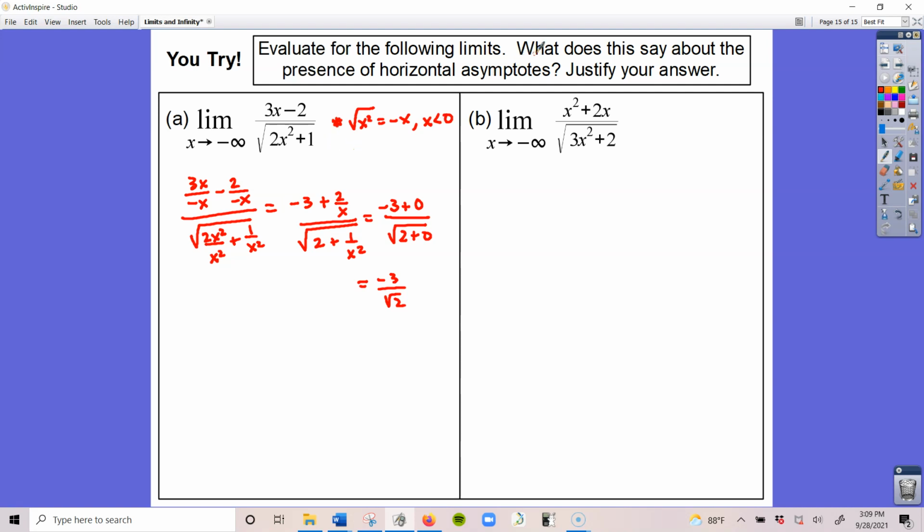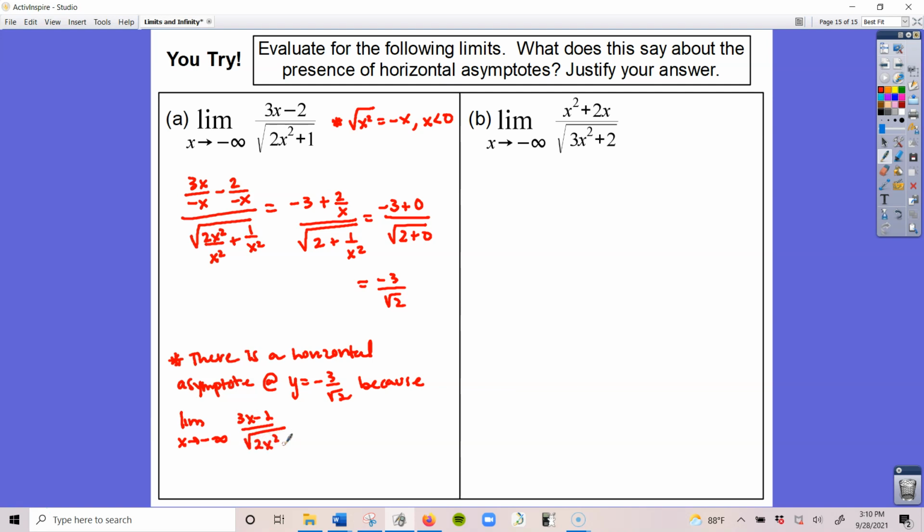So now to answer the question, what does this say about the presence of horizontal asymptotes? We would say there is a horizontal asymptote at y is equal to negative 3 over the square root of 2 because, and now we state our limit. The limit as x is approaching negative infinity of 3x minus 2 over the square root of 2x squared plus 1 is equal to negative 3 over the square root of 2.